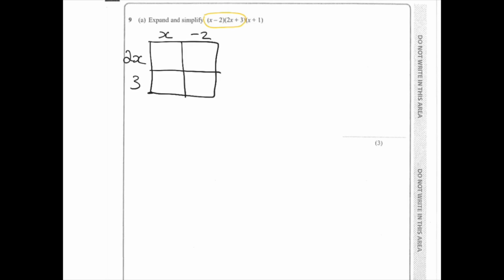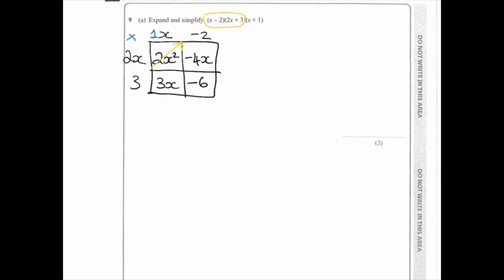Expand and simplify x minus 2 times 2x plus 3 times x plus 1. So let's take these first two. Nice 2 by 2 grid. I've got an x minus 2 and a 2x plus 3. You're multiplying. Stick a 1 in front of any letter that's hanging out on its own. So in my first box, I've got 2x squared minus 4x. Going down, I've got 3 times 1, which is 3x. And across 3 times minus 2, minus 6.